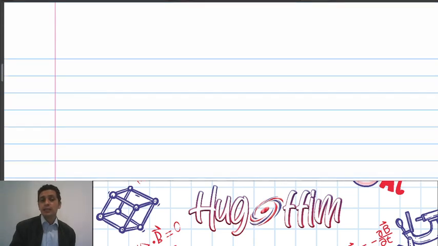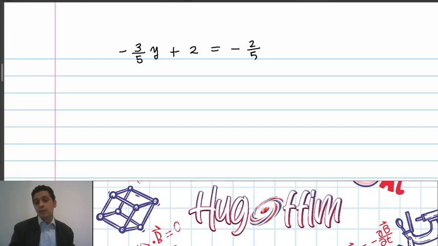Just for you to practice: negative 3/5 of y plus 2 equals negative 2/5 of y plus 20. Okay? And tell me in the comments the answer of this equation. And this is how you can work on solving equations when you have variables on both sides. Remember, group terms, and after you group terms, you can solve the equation easily.